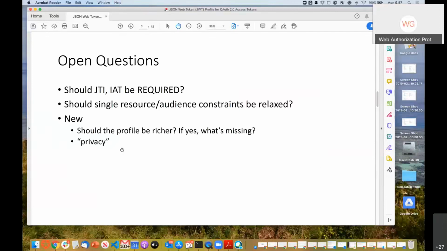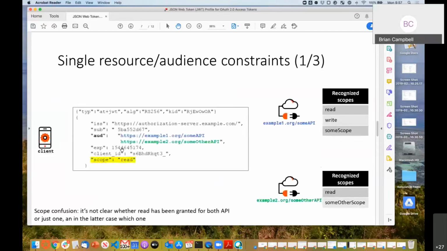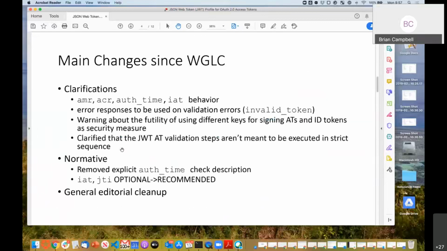I was jumping on too late for the last topic. Maybe just indulge me for a minute before we come back to this. You had in a much earlier slide that you clarified the meaning of auth time, ACR, AMR. And I was trying to look at the diff for this, and it looks like the clarification was actually just removing a bunch of text explaining it. And I'm struggling a little bit with how that helps.